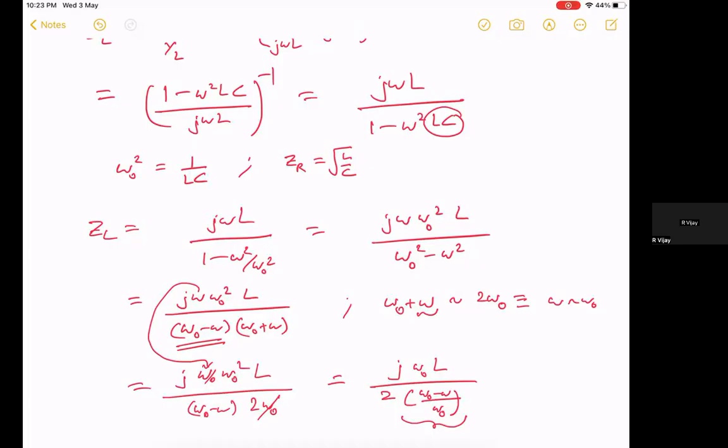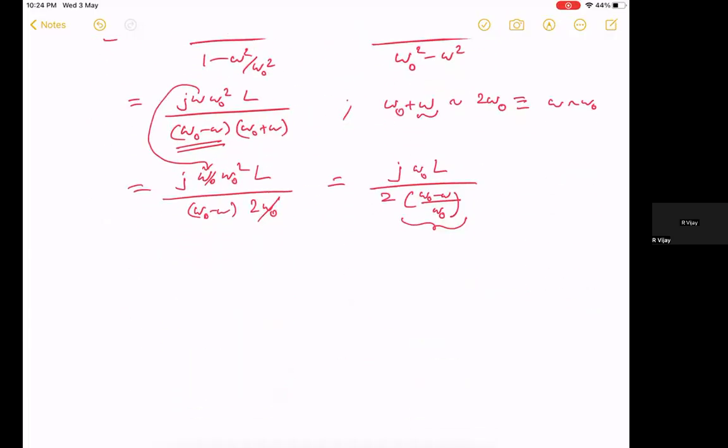instead of omega again, to just keep it separate. So this is now going to become x, but remember also that, define this here as x, and also omega naught L is equal to, sorry, 1 over square root of LC into L, which is square root of L over C, which is nothing but Z of R. So this is the other term in the numerator.